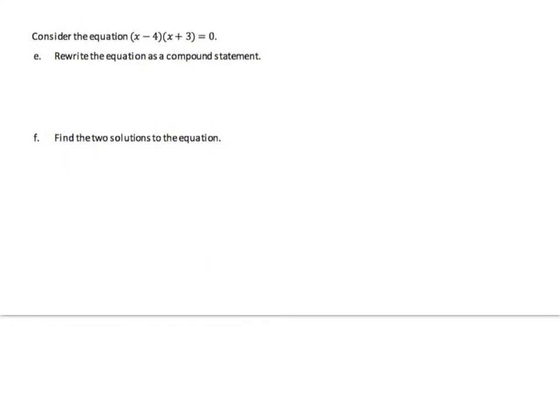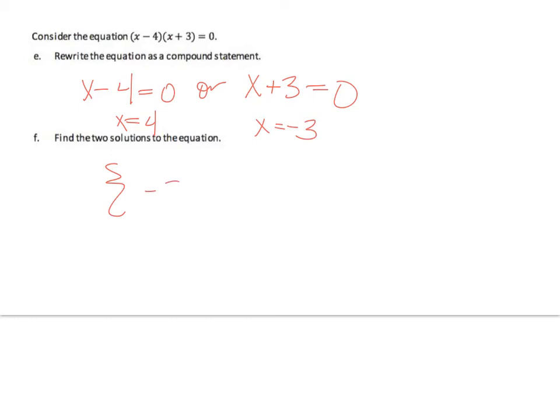Consider this equation. Rewrite the equation as a compound statement. Remember, we said that two binomials next to each other can actually be an or statement. So x minus 4 equals 0, or x plus 3 equals 0. So my solutions are, this one would be x equals 4 because I add 4 to both sides, x equals negative 3. So negative 3 comma 4 is my solution set because it is an or statement.